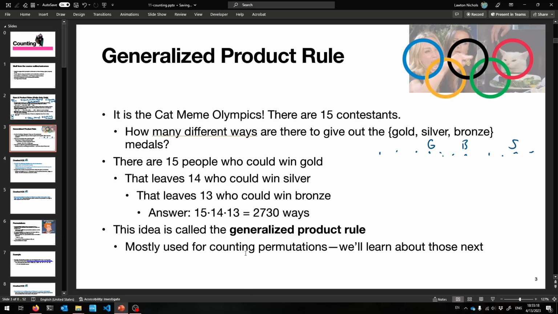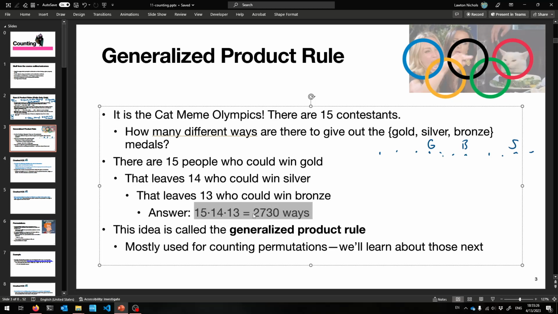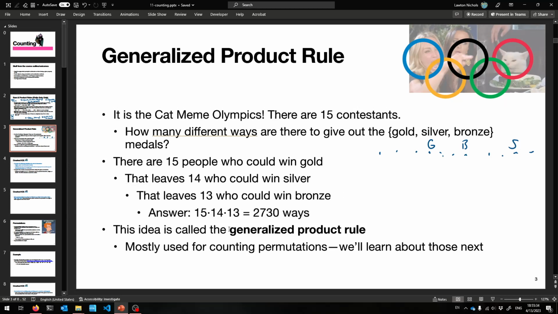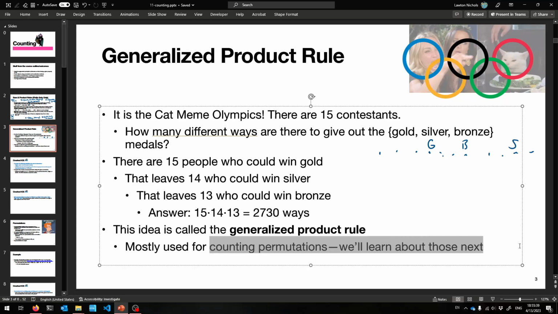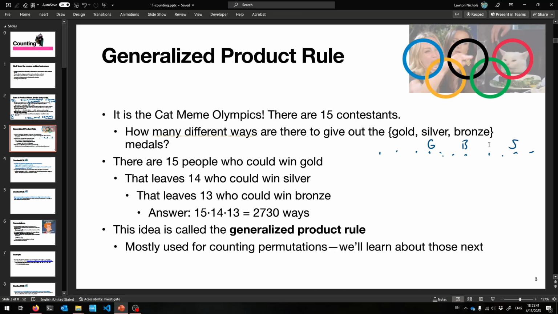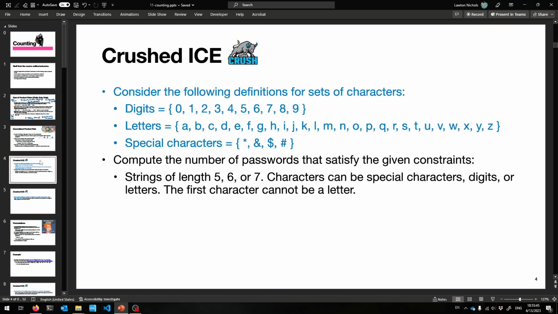And so how many different ways are there to do this? Well, it's pick from 15 people, then pick from 14 people, then choose from 13 people. You multiply them all together. That's how many ways you get. That's the generalized product rule. I think this is something I saw in high school, so hopefully you have too. But that's the idea. It's called the generalized product rule. It's used for counting permutations. So we're counting all the permutations of who's going to get gold, bronze, and silver. So that's that. Here is a question for you to try now.